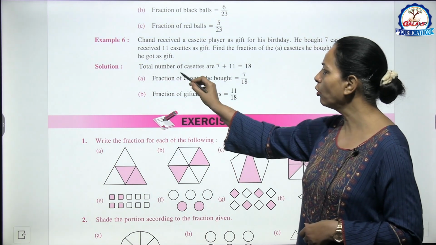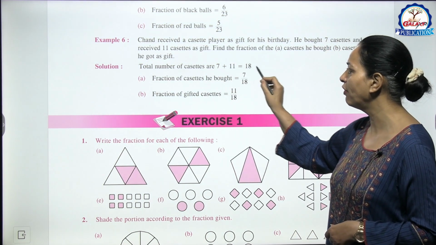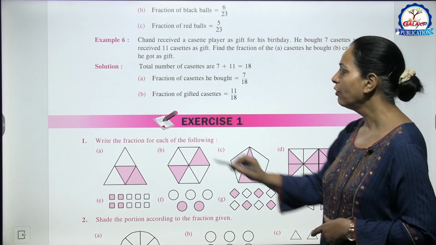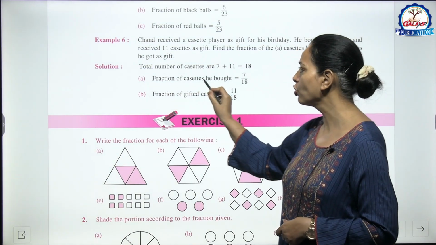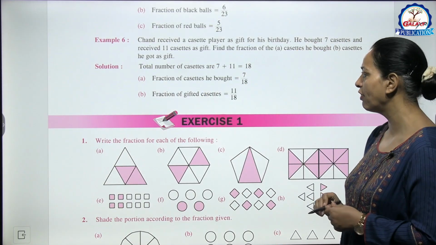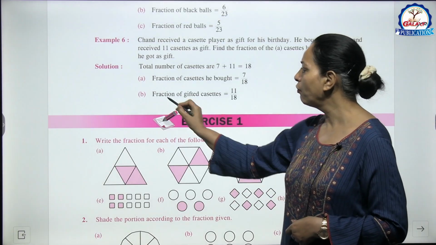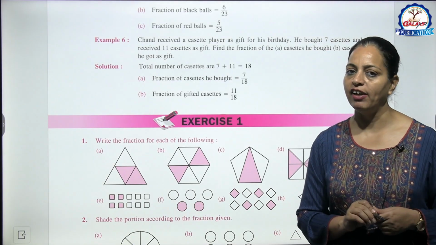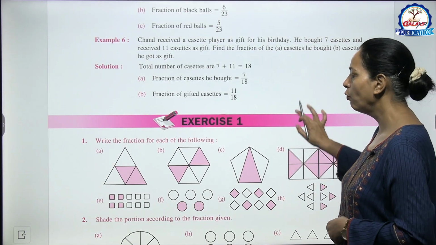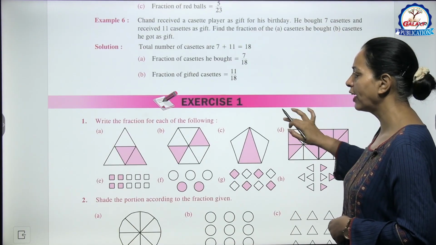So total number of cassettes are 7 plus 11, 18. And A part, fraction of cassettes he bought: 7 out of 18, 7 upon 18. And B part, fraction of gifted cassettes: 11 upon 18. Very simple. Now exercise 1.